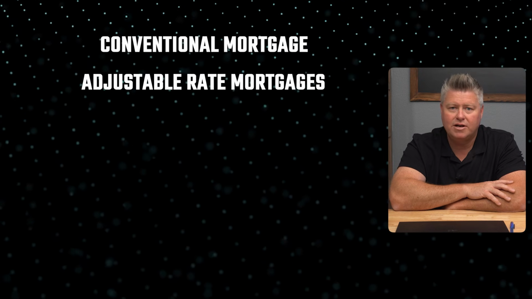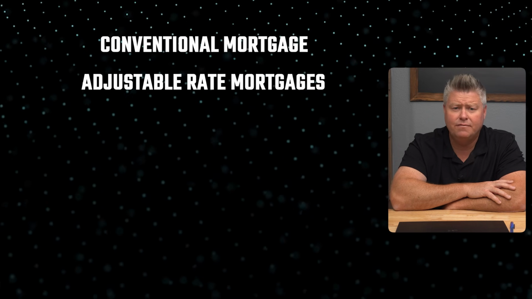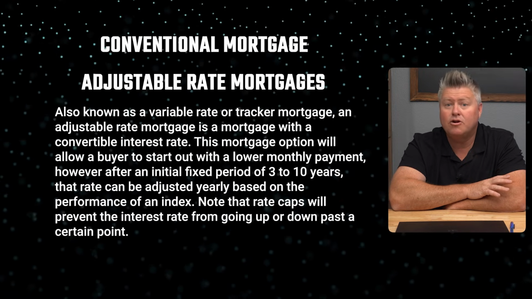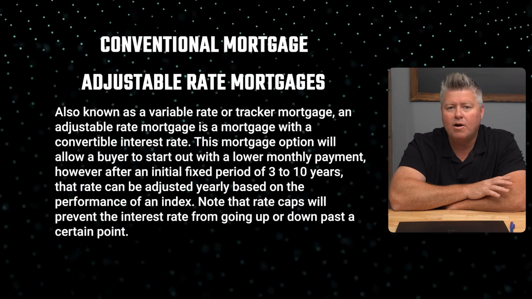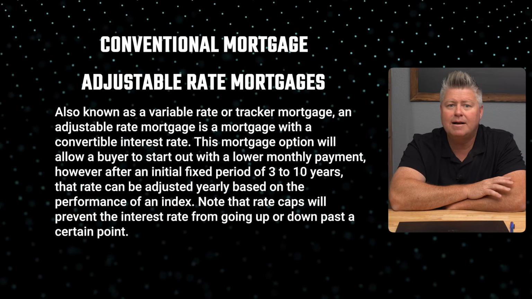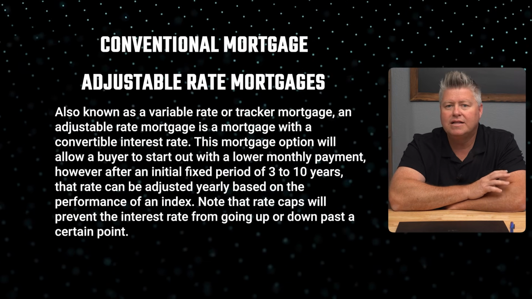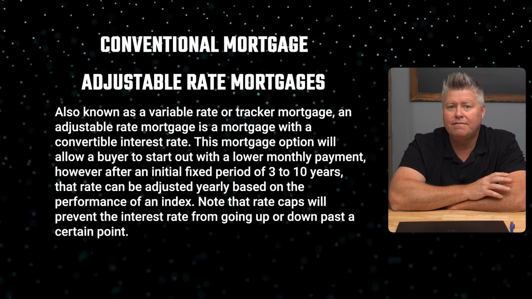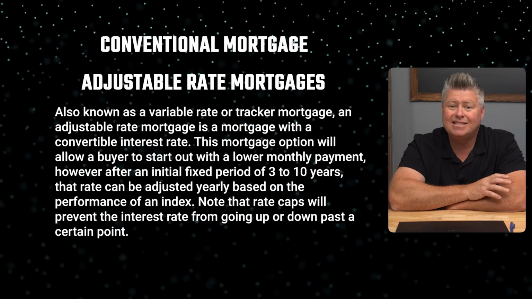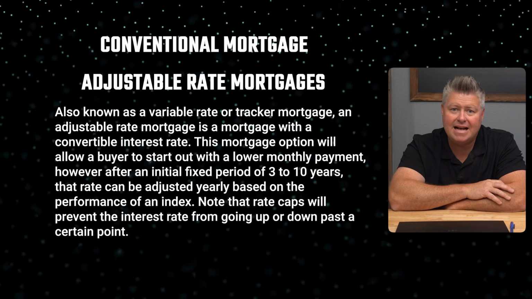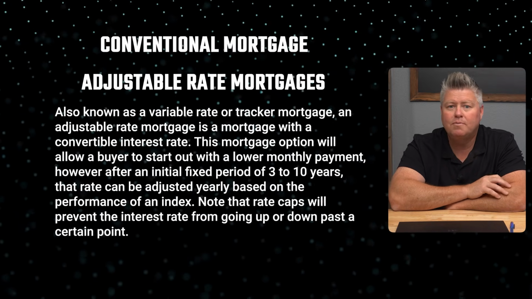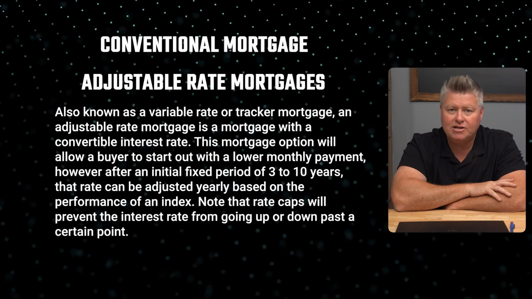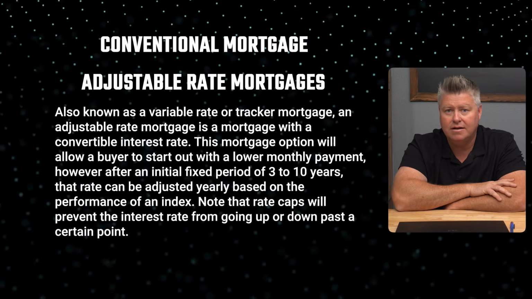Now, adjustable rate mortgages. We're still talking about inside of conforming loan models. These are known as variable rate or tracker mortgages. An adjustable rate mortgage is a mortgage with a convertible interest rate. This mortgage option will allow the buyer to start out with a lower monthly payment. However, after an initial fixed period of 3 to 10 years, that rate can be adjusted yearly based on the performance of an index. Note that the rate caps will prevent the interest rate from going up or down past a certain point. And that is a very important question you need to ask your loan broker.